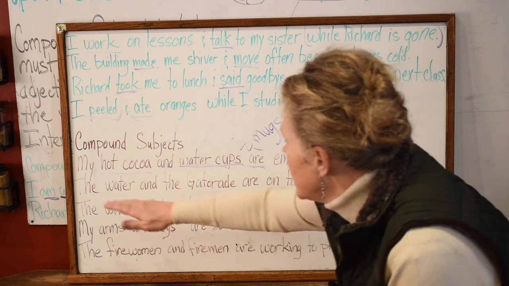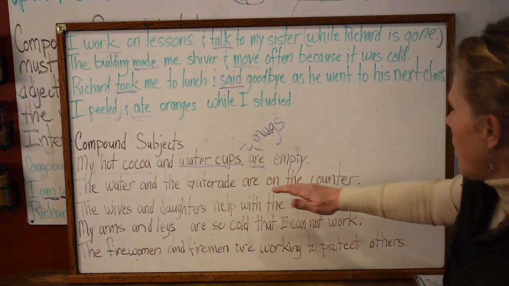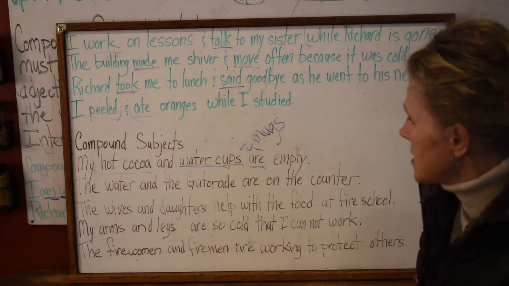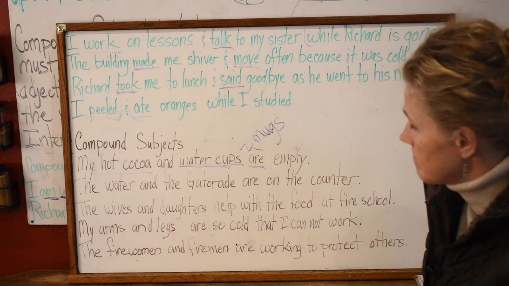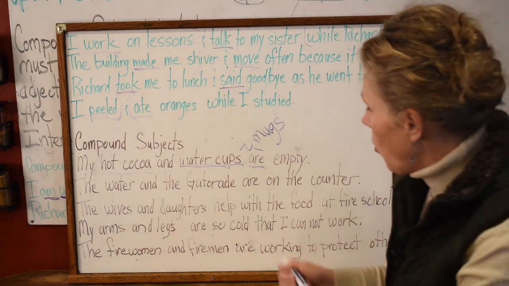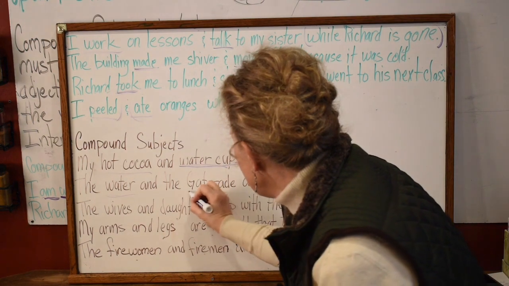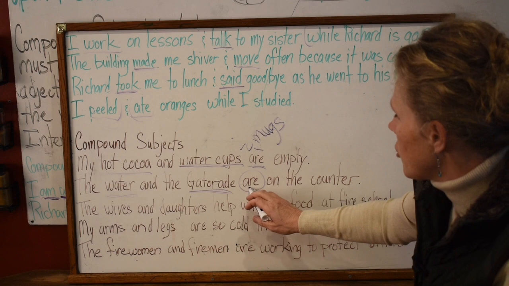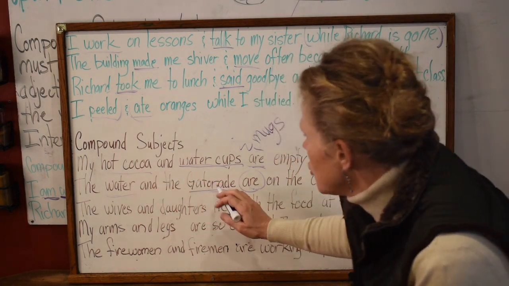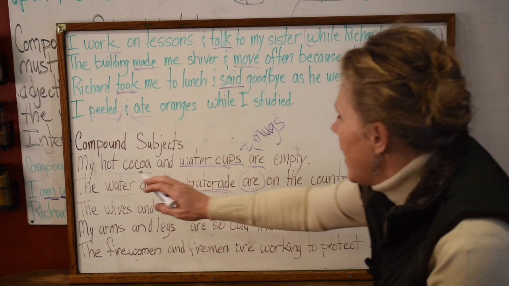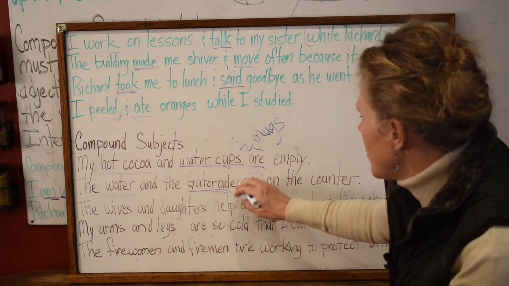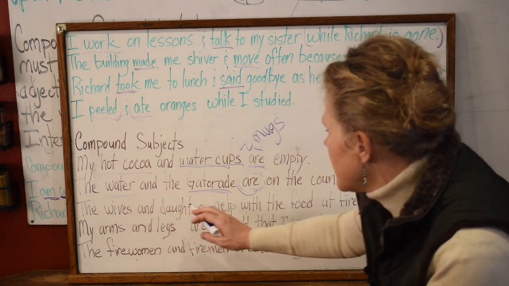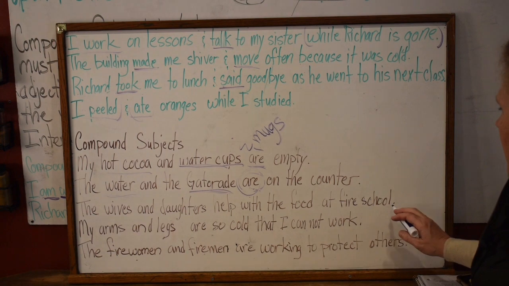Okay, so now the water and the Gatorade are on the counter, which they were. What are your compound subjects there? Water. Yeah, the water and the Gatorade, they are. This is plural, so you're taking the plural verb. But see, look, there's two things that they're talking about, and this is agreeing with this verb. Plural takes plural.